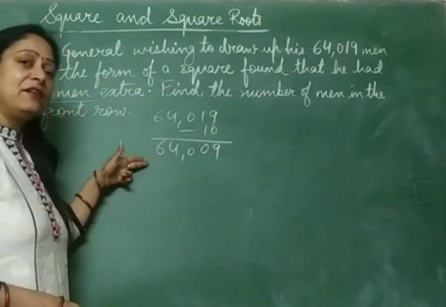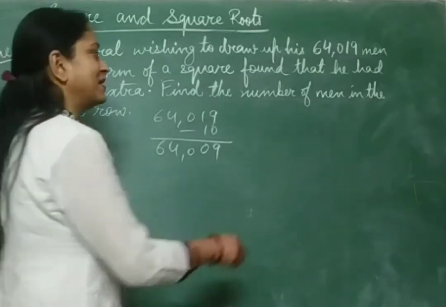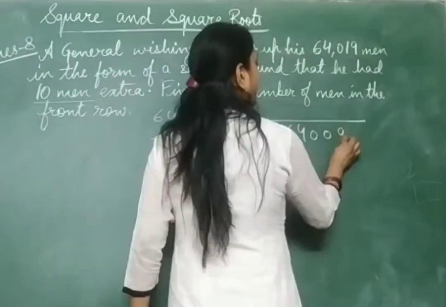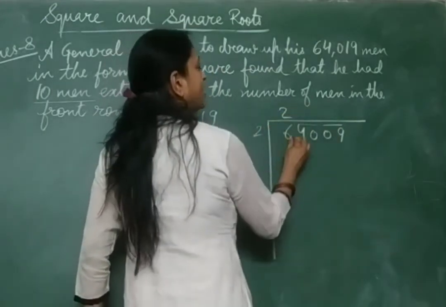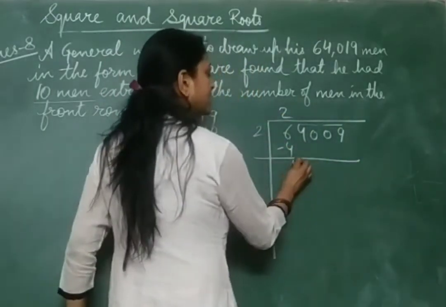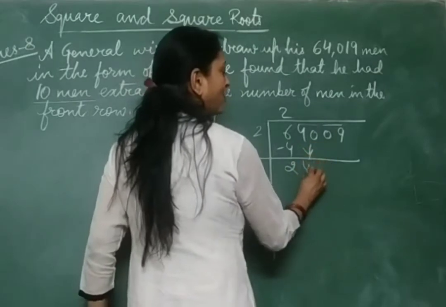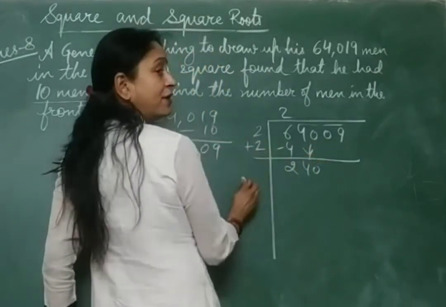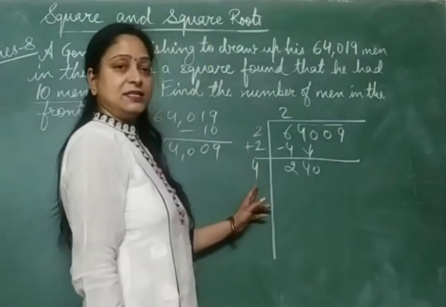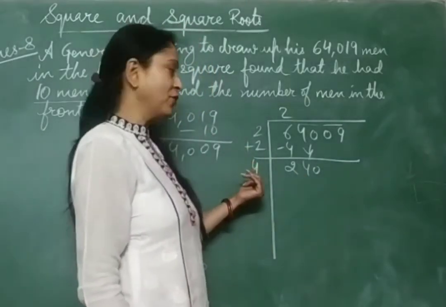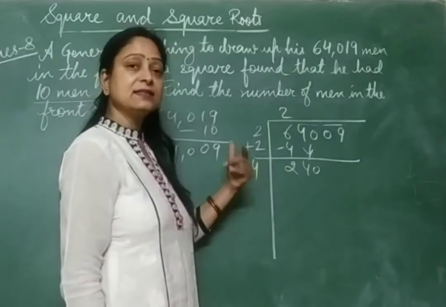So for that we have to find the square root of this number. Let's find it. Make the pairs from the right side. 2 2s are 4. After subtraction I am left with 2. Bring down 40. Add 2 over here. Here is 4. Now as you know, 6 4s are 24. But when I place 6 over here, 6 6s are 36.